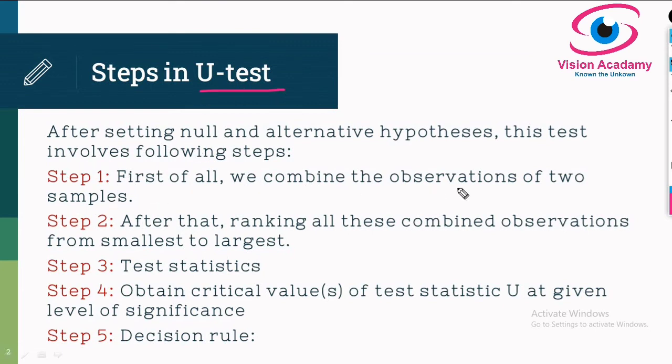So first of all, we have to combine all observations of the two samples. We have two population samples here, and both have to be combined. After that, give a combined rank from smallest to largest. After that, select the smaller n in case of an unequal sample size problem. In case of an equal sample size problem, you can select whichever sample for the test statistic. After that, obtain the critical value and take a decision by comparing the critical value with the tested value. These are the necessary steps we need to follow.